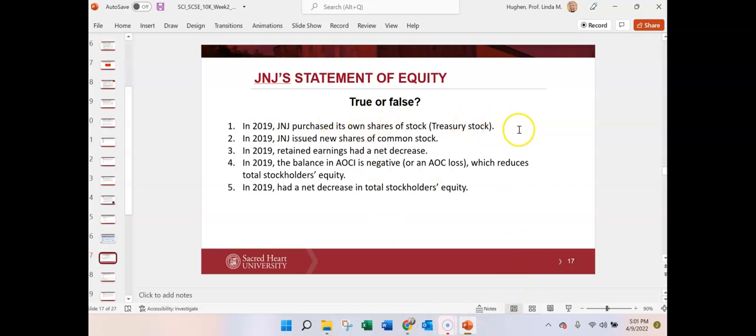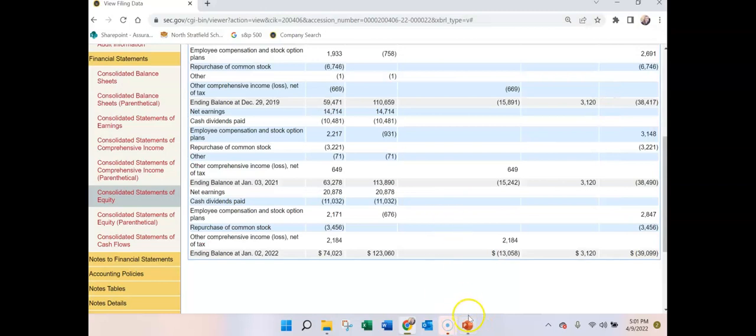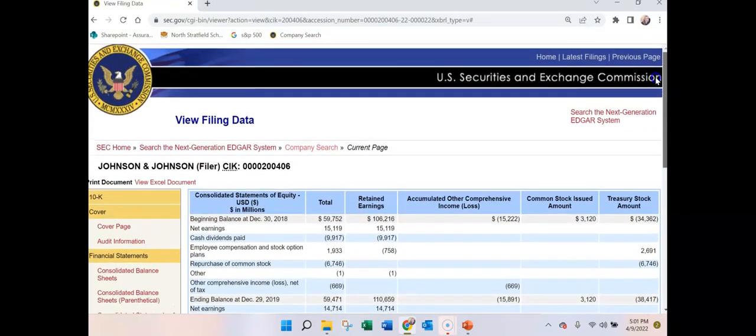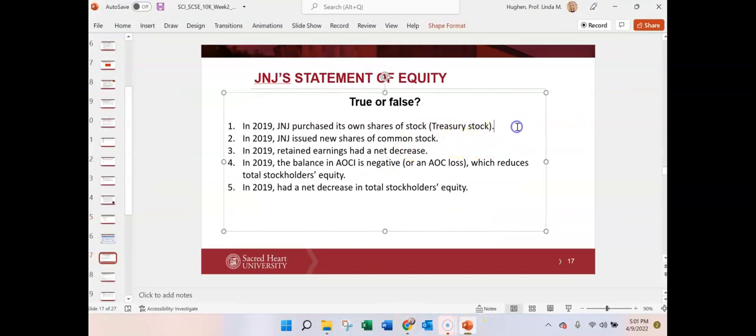In 2019, Johnson & Johnson purchased its own shares of treasury stock during the period. We might be able to find that on the statement of cash flows in the financing section, but let's see if we can also find that here. So we're looking at the 2019 fiscal period repurchase of common stock, and I do see that they did buy back their shares of common stock. So we are going to say this is true.